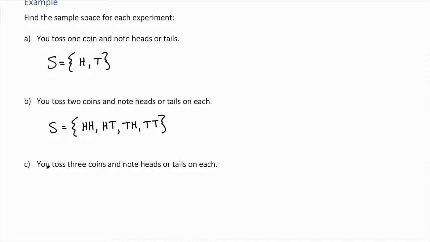And for part C, you toss three coins and note heads or tails on each. So hopefully the second one gives us an idea of how we're going to do that. We could have all heads, so heads, heads, heads. Or we're going to have just one tails. Now, the one tails could be any of the three coins, so that's going to give us three possibilities. We could have tails, heads, heads. Okay. Or the second coin could be tails, so heads, tails, heads. Or the third coin could be tails, so heads, heads, tails.